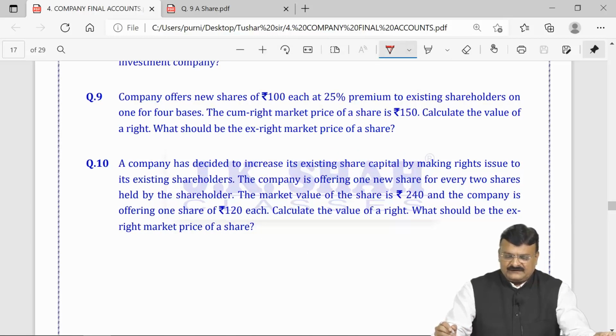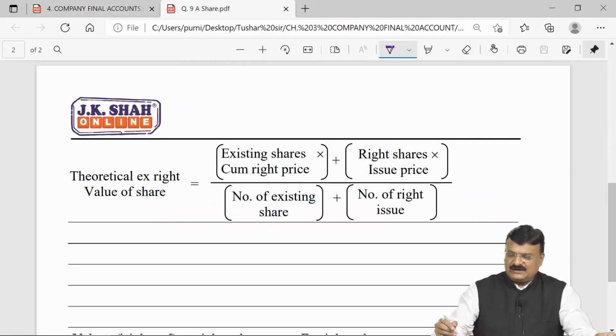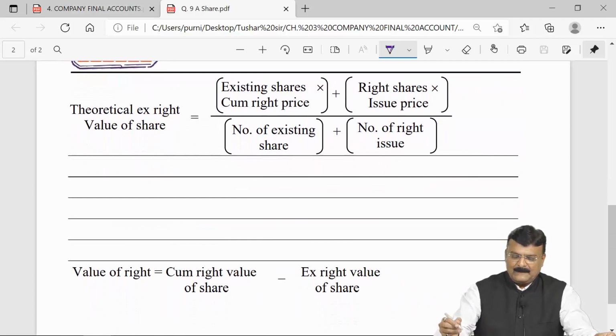Offered to existing shareholders on 4:1 basis. That means if you have 4 shares, the company will give you right entitlement of 1 share. Cum-right market price of the share is 150. Calculate value of a right. What should be the ex-right market price of a share? First we calculate ex-right market price by applying this formula and then the value of right.